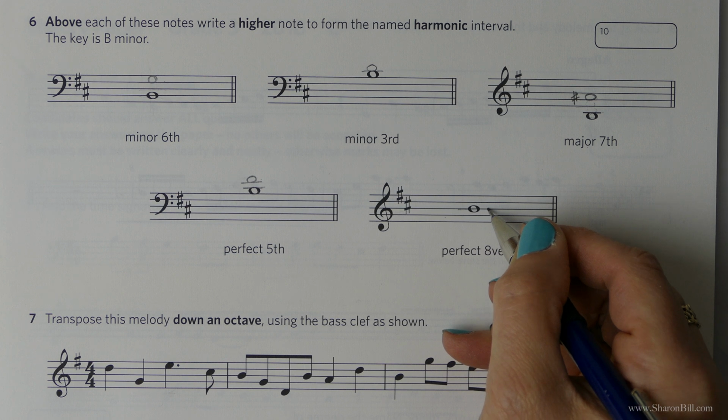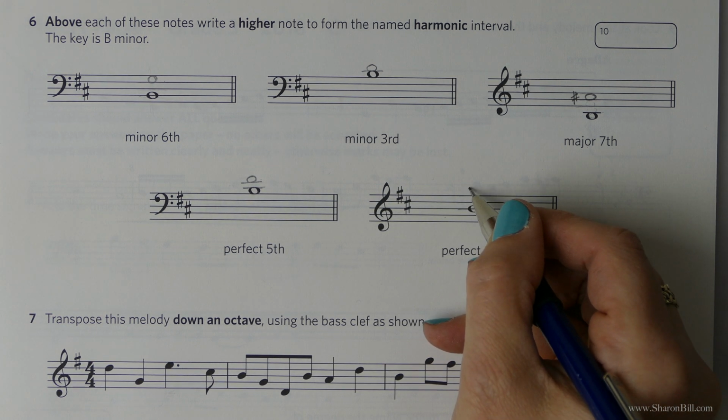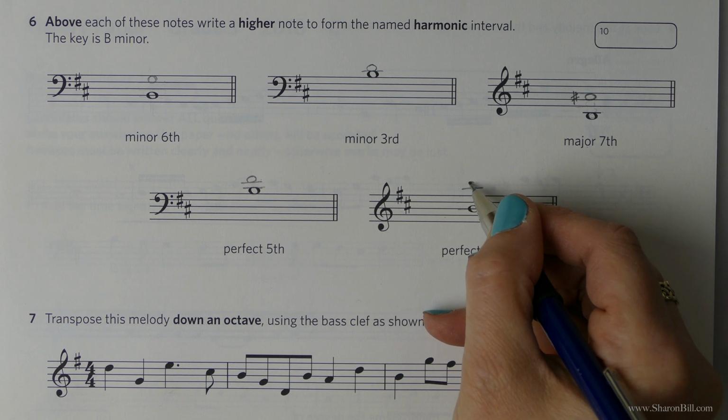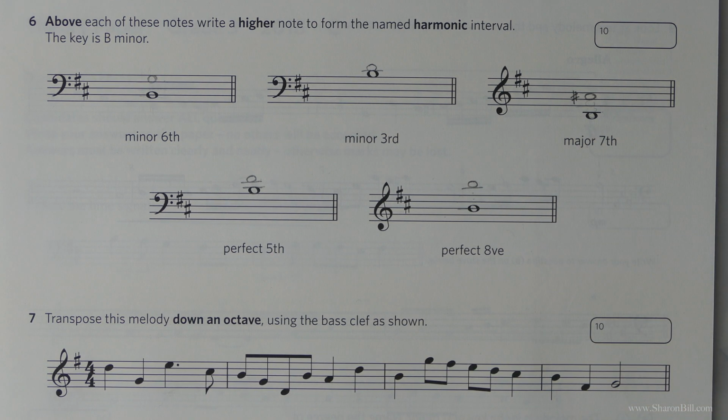So let's count 1, 2, 3, 4, 5, 6 is the space, 7 is the line, that's A, and then there's B. And that's a perfect octave, B to B, nothing needs changing. So that's done. Let's move on to the next question.